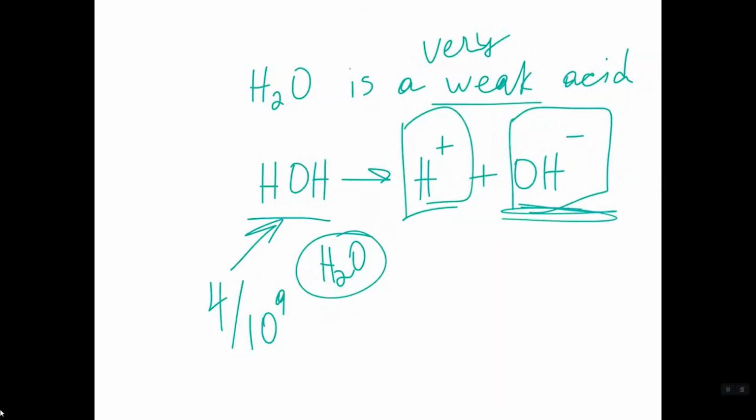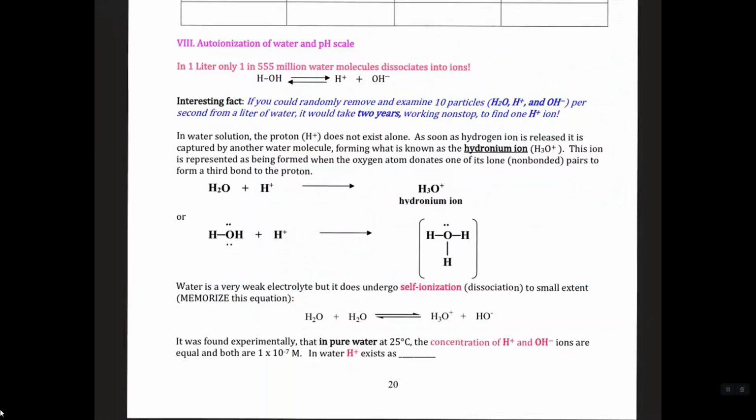And I told you that hydroxide ions are normally a base. So water has a very unique property. It can act as an acid and it can act as a base. And that's really cool. We call this property self-ionization or auto-ionization of water. So in 1 liter, only 1 out of 555 million, which is approximately 500 million water molecules, dissociate into ions.